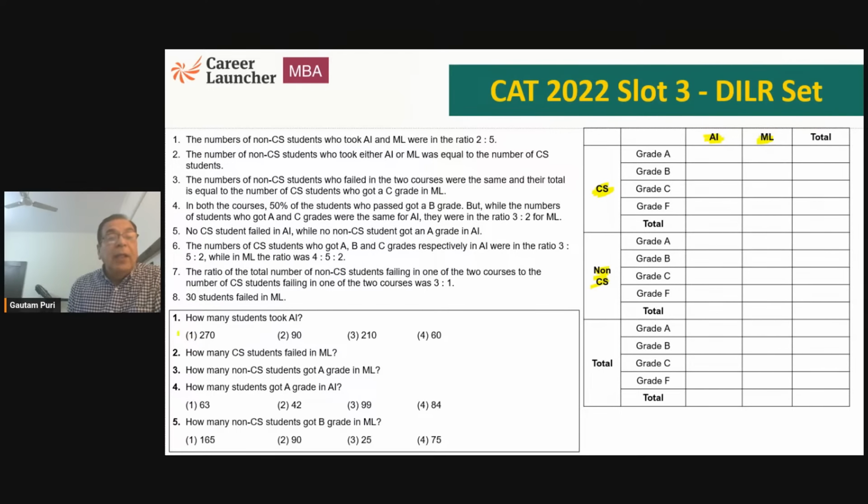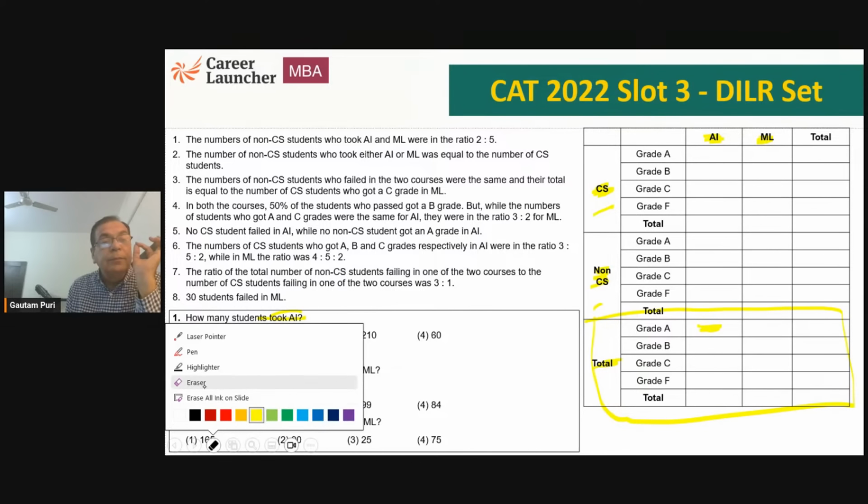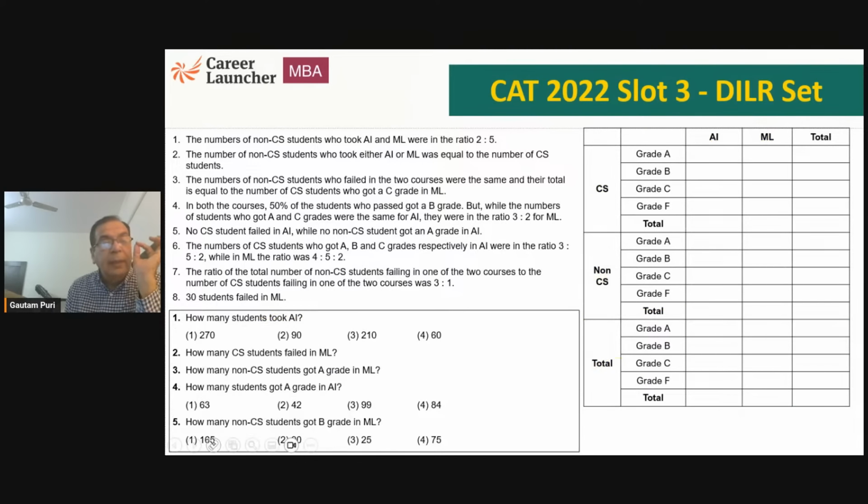Okay. And then when I looked at the question, it said how many students took AI. That means we need total also. How many CS, non-CS, how many students got an A grade in AI? An A grade in AI will again be a total. Similarly out here. So the data was telling me that you should not look at only computer science and non-computer science, but you should look at the total table also. And hence that's the way I constructed the table for myself. Okay, great. Now let's get started.